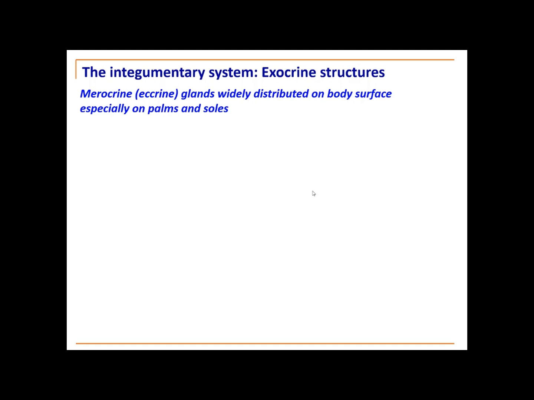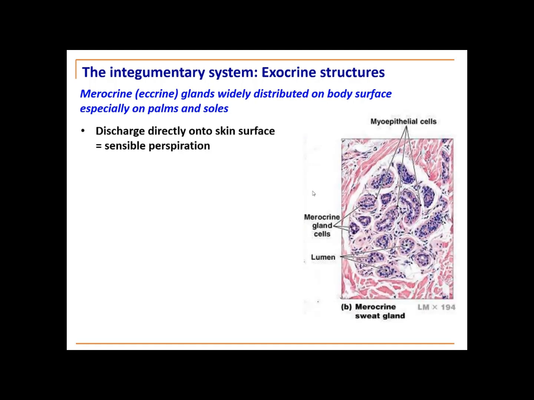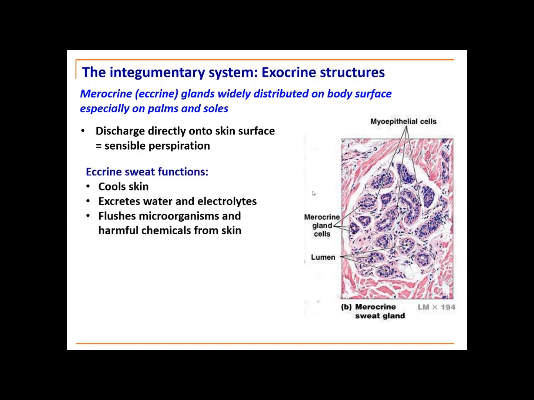So now we'll talk a little bit about the eccrine glands. These are widely distributed on the body surface, especially on the palms and the soles. They discharge directly onto the skin surface, and that is your sensible perspiration. And remember, it contains things like your water, your salt, and your organic molecules. The eccrine sweat therefore functions to help cool the skin.